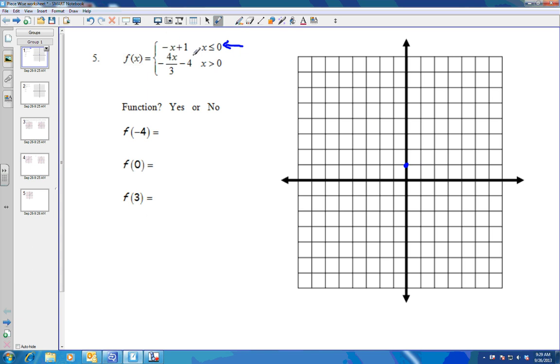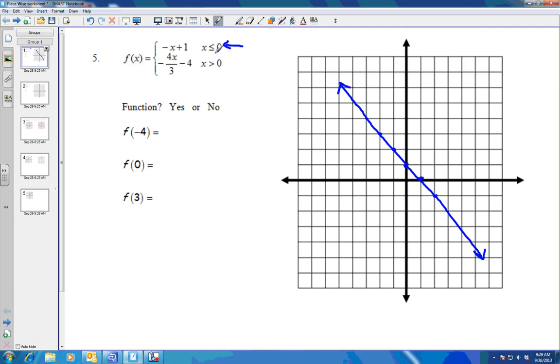Okay, that's a negative 1 in front of x, so that means I'm going to go down 1 to the right 1, down 1 to the right 1, or I could go up 1 to the left 1. So I'm just going to graph this entire line, and then I'm going to erase the part that I don't need. Okay, so that's that entire line.